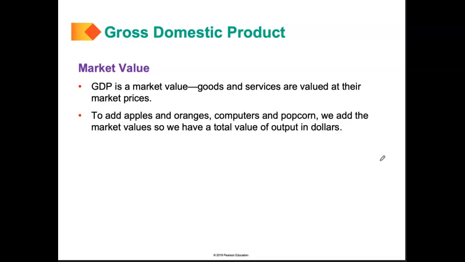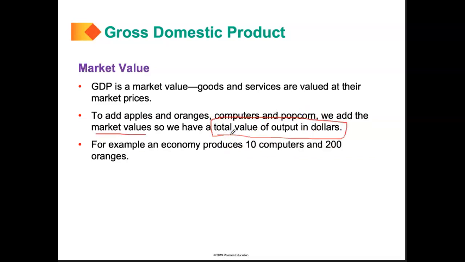That's why we need to find a market value. To add apples and oranges and to add up various goods and services, we need to find their market value so we can find the total value of output in dollars. This is really important. So let's do an example. Let's think of a simple economy that produces only two goods, 10 computers and 200 oranges.